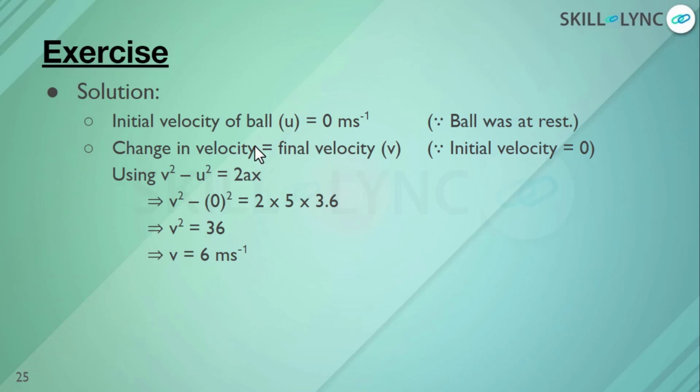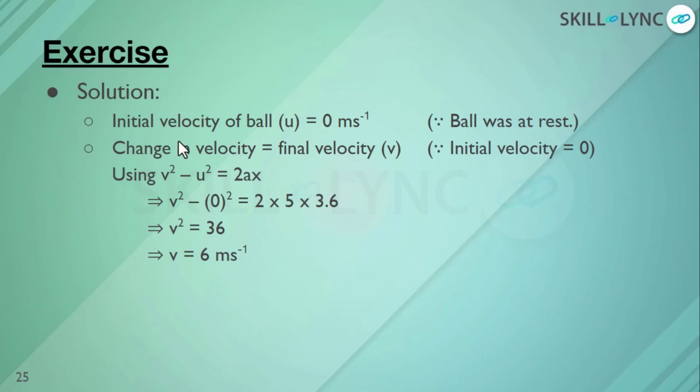So, the given things are: initial velocity of the ball is 0 meter per second and is denoted by u, as it is already written that the ball was at rest. Final velocity is denoted by v. Therefore, the change in velocity is equal to final velocity minus initial velocity. But since the initial velocity was 0 meter per second, the change in velocity would only be equal to the final velocity, that is v.